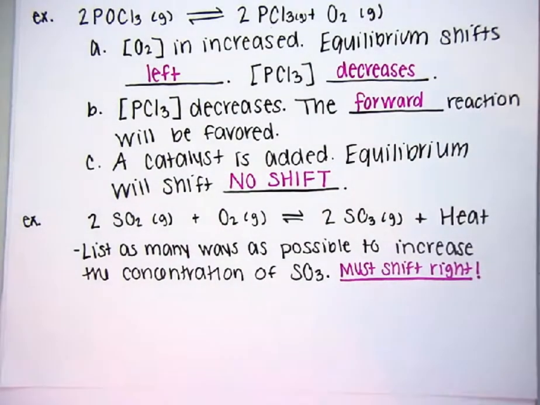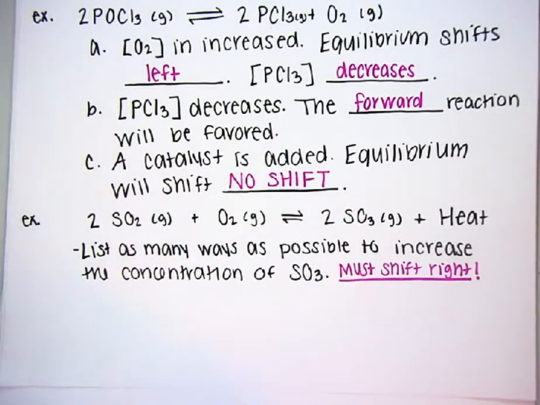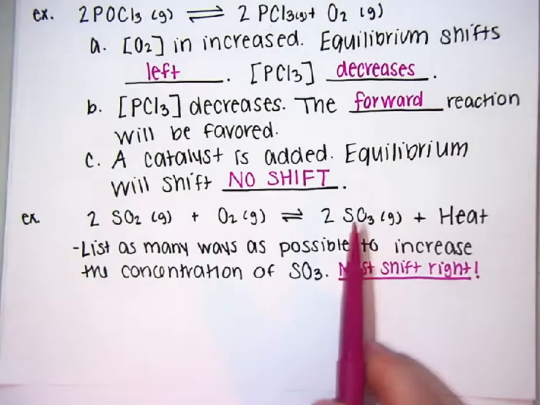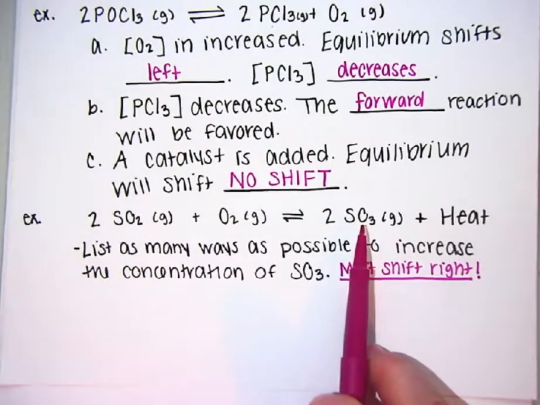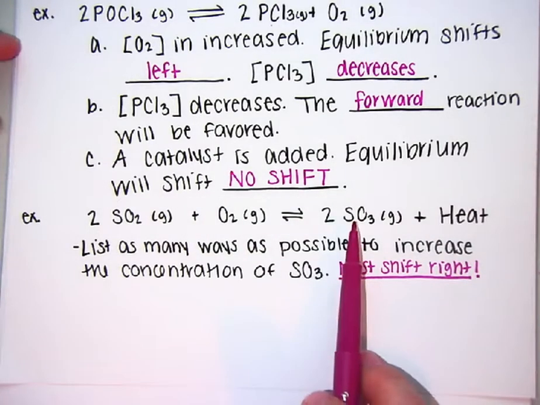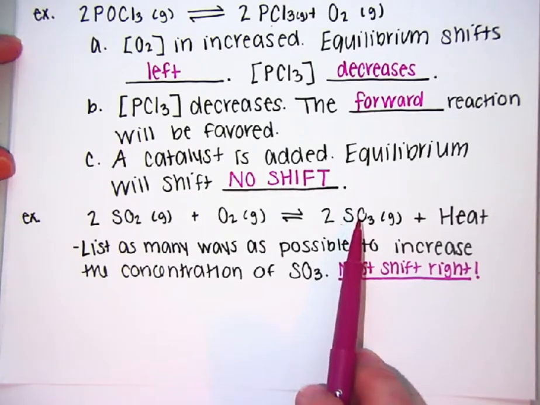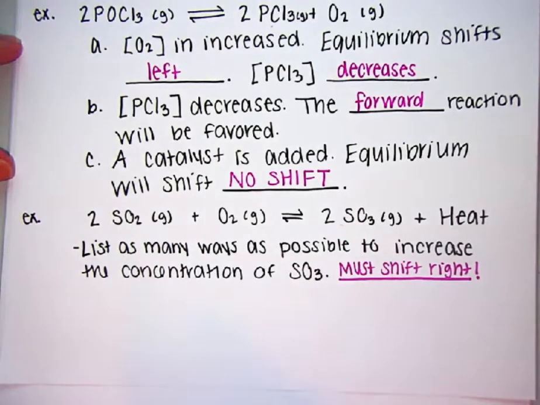That is the most important thing to figure out. A lot of students will say, well, if I'm increasing, it's going to shift away. It's going to shift to the left. The problem is not saying that we're adding more SO3. It says we want to make more SO3. So in order to make more sulfur trioxide, it must shift to the side where it's being produced. It has to shift right.